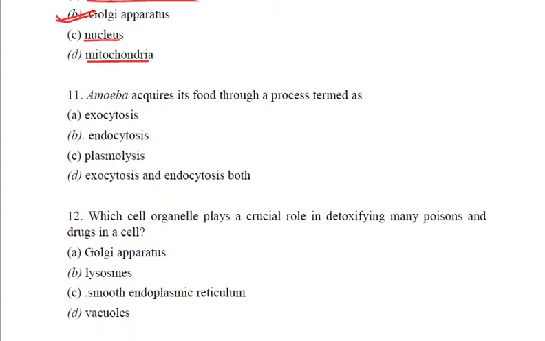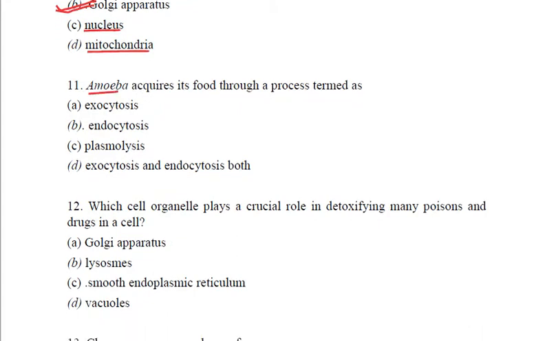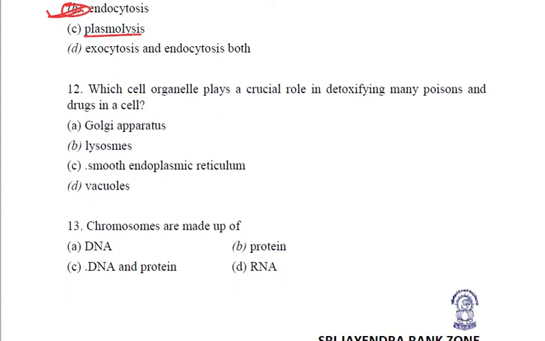Now the next question, 11th question is, amoeba, the unicellular organism, acquires its food through a process termed as... What is the process called? It is called endocytosis. This is the process by which amoeba engulfs its food by change in shape of its plasma membrane. Okay, it's not plasmolysis. Plasmolysis is shrinkage of the cell wall. Exocytosis is giving out, right? So it is the endocytosis process. So the correct option to question number 11 is B, that is endocytosis.